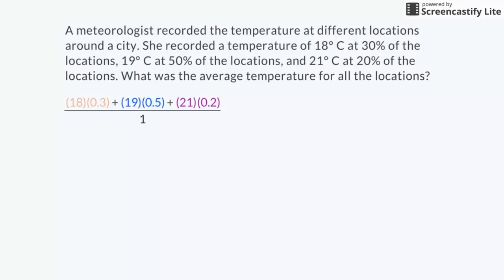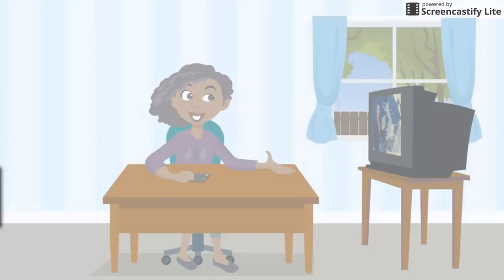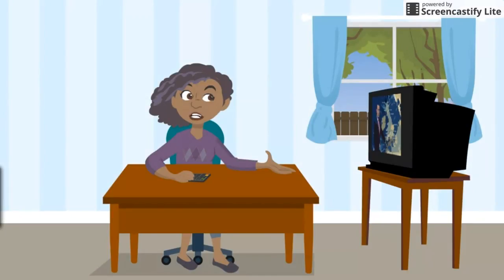When I multiply, I get 5.4 plus 9.5 plus 4.2, all over 1. When I add, I get 19.1. The average temperature for the locations studied in the city is 19.1 degrees Celsius. I can use a weighted average when one or more data values are more important than the others. Guess I had better get a sweater to take with me when I go out today.